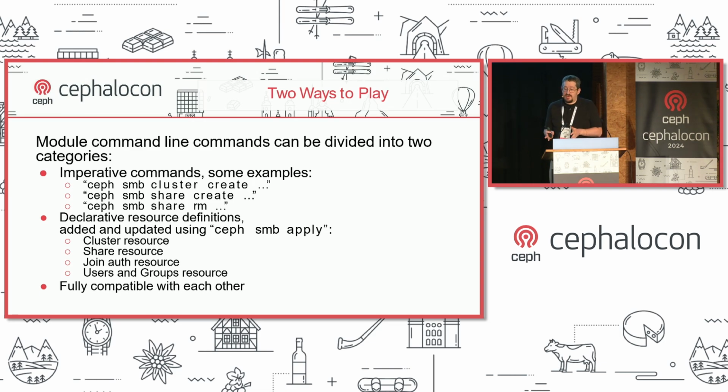Despite putting these in two different categories, they are fully compatible with each other. So you can create a resource with cluster create, and delete it with SMB apply. You can create something with SMB apply and remove it with share RM.